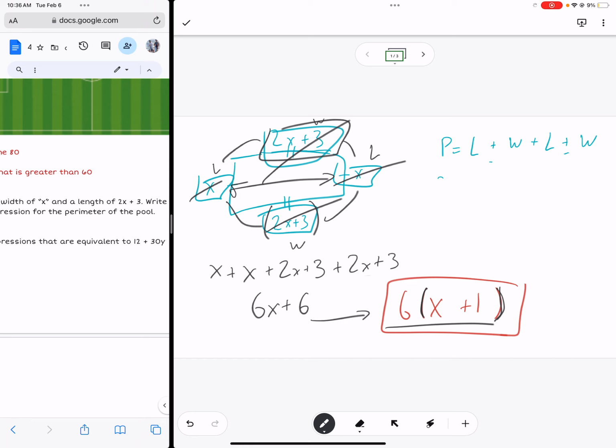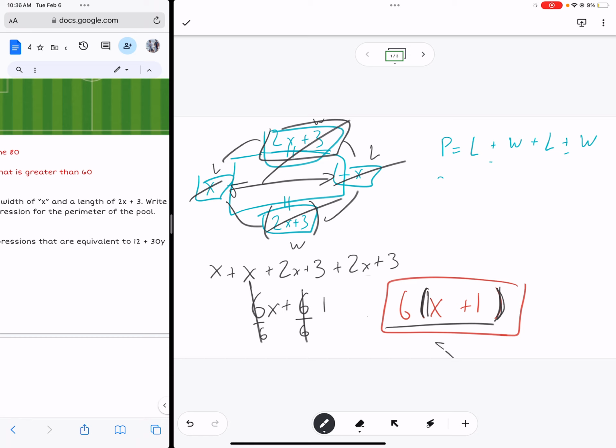You factor it, and you get 6 times the quantity of x plus 1. Or you could say x plus 1 on the inside of the parentheses multiplied by 6. How did you turn 6x plus 6 into 6 times x plus 1? You divide both by 6, correct? So this turns into 1x plus 1. 1x, and 6 divided by 6 is 1.